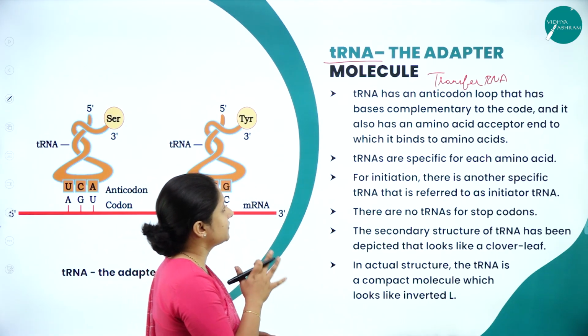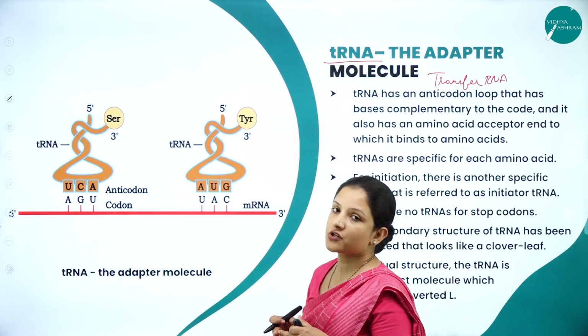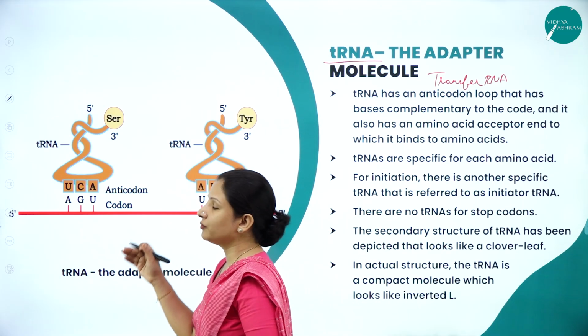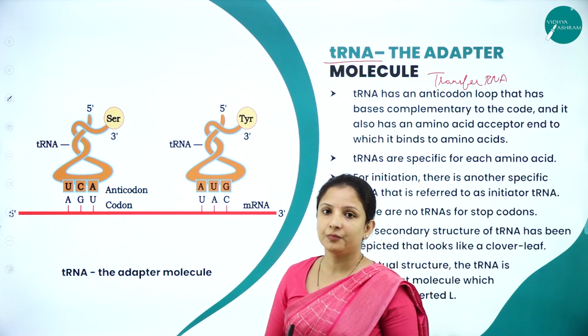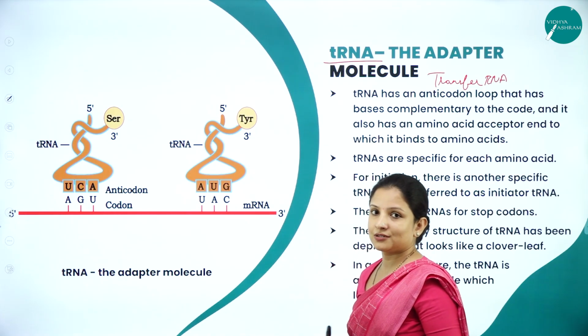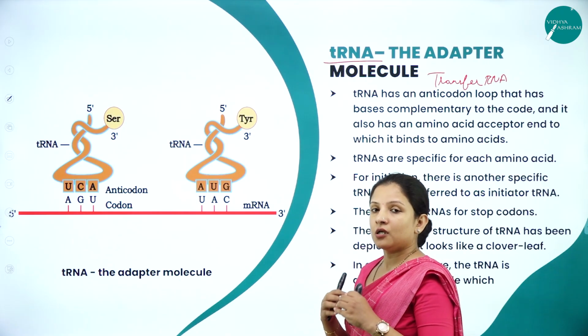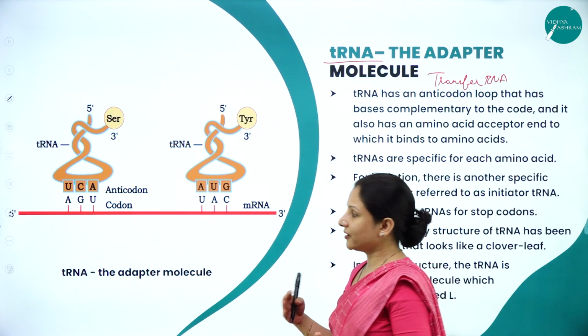So this transfer RNA has an anticodon loop. Knowing the structure of the transfer RNA is very important here. So the codon loop is present on the mRNA strand. On the codon loop, there will be the start codons, there will be the stop codons, and in between there will be the gene sequences or the genetic codes.